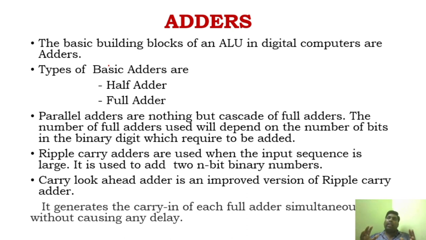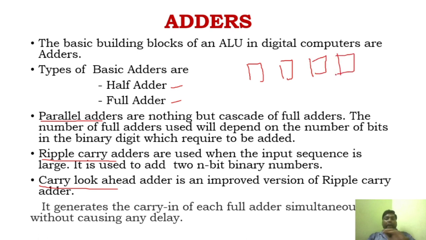Before that, let us see the different types of adders. In the ALU you have a lot of components, and a very important component is the adder. In adders, you have the half adder and full adder, and apart from that, you have parallel adders, ripple carry adder, and carry look ahead adder. What is a parallel adder? It is a cascade of a number of full adders, so that all the full adders perform the operation in parallel. That is called a parallel adder.